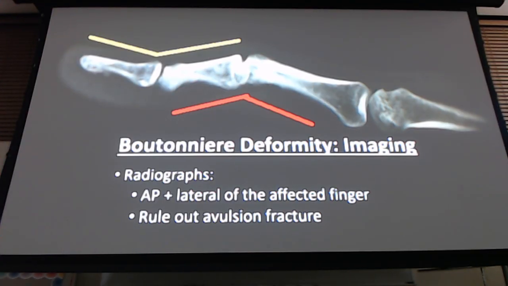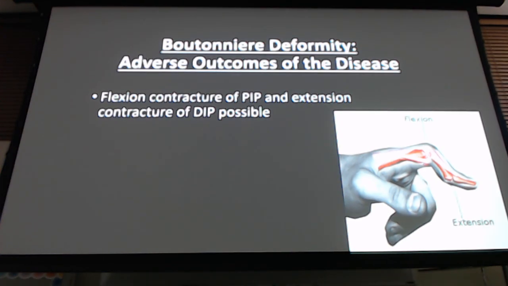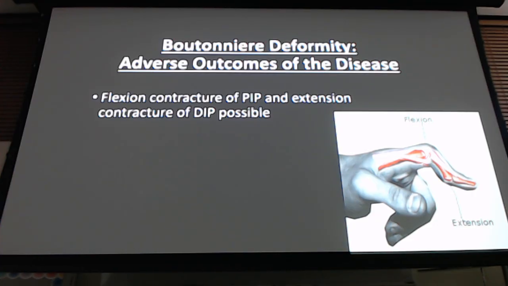But you will get an X-ray to rule out an avulsion fracture, because if an avulsion fracture is what's causing this, it may not be a true isolated central slip injury. It may have other factors involved. Are we good with that? Okay. So you're going to rule out avulsion injuries. Adverse outcomes of the disease: you do nothing about it.